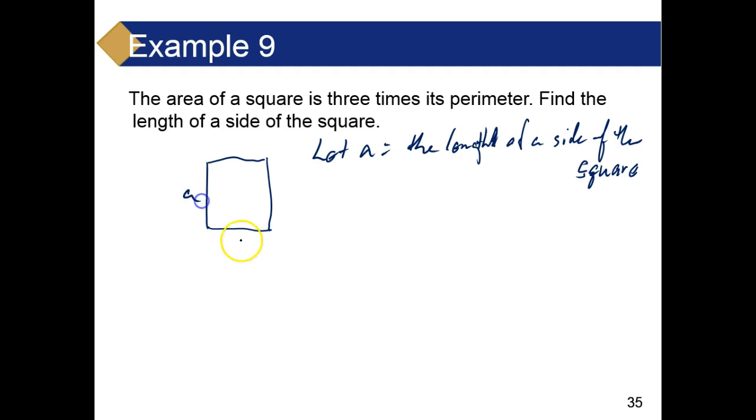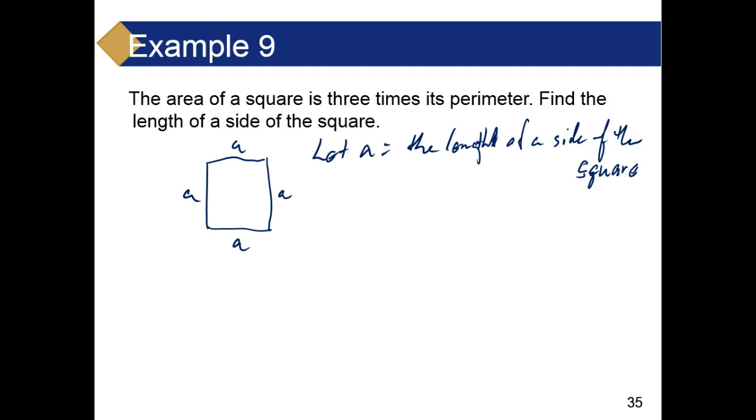So this is A, that's A, that's A, and this is A. It's a square. All 4 sides are the same, right? That's what makes it a square. Not only that, the 4 angles are the same too, and they're right angles, so that also makes it a square. We're not really interested in that yet. Now, let's go to the first sentence there.